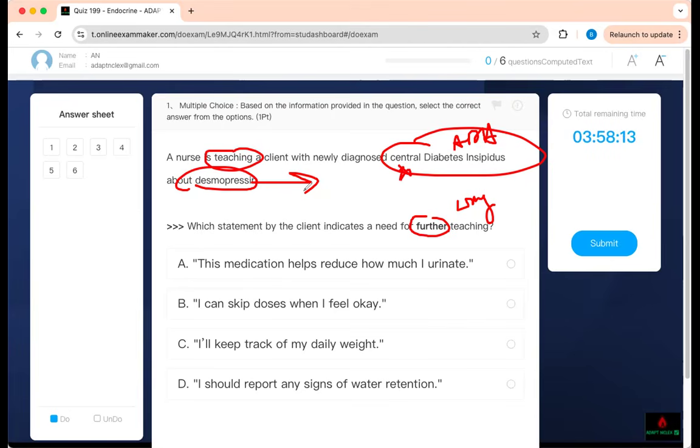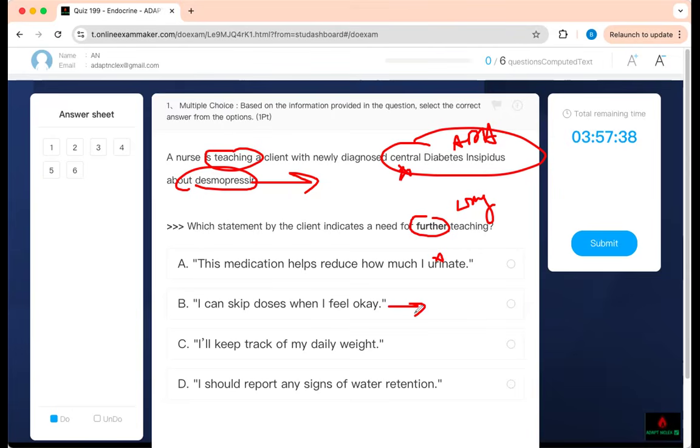So which statement is the patient saying that needs further teaching? The medication helps reduce how much I urinate. Oh, yes, it's going to decrease your urine output. It is anti-diuretic. Therefore, it's going to stop you from urinating. I can skip a dose when I feel okay. You should not skip a dose. You have to take it continuously. When you skip, then you have fluid loss again. So you've got to take it as prescribed. Just because you're feeling good, you should not do that, right?